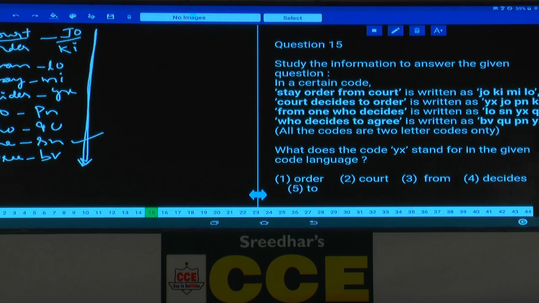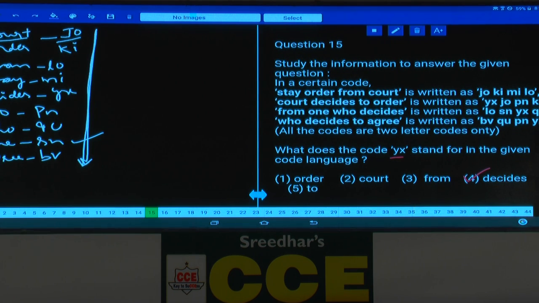Then question number 15. What does the code YX stand for? The code YX stands for decides, and it is given in choice 4. Now this is about question numbers 11 to 15. Then 16 to 20.